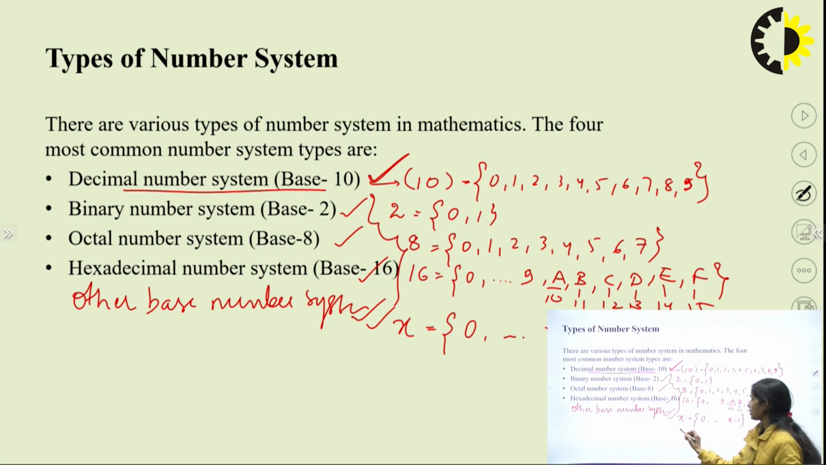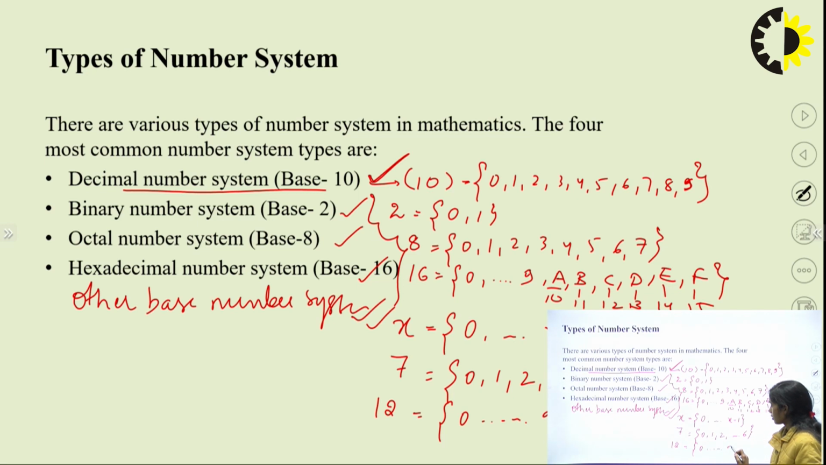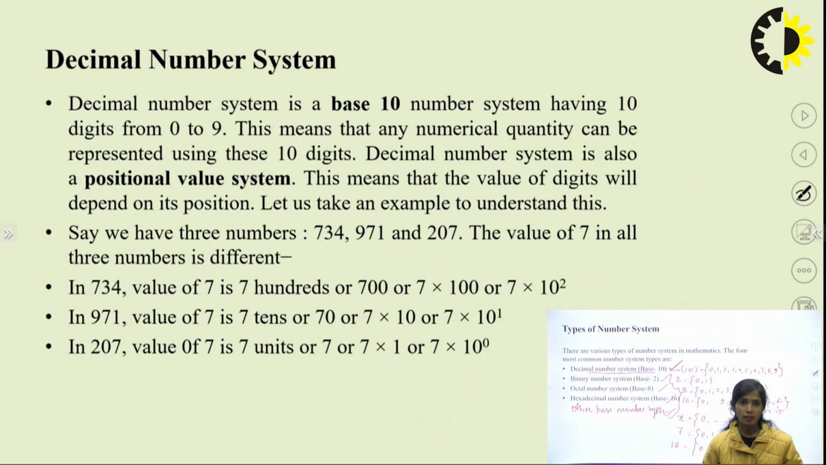Let's say if it is a 7 base system, the digits allowed will be from 0 to 6: 0, 1, 2, 3 up to 6. If let's say it is a 12 base system, the digits allowed will be from 0 to 9, which are numeric values, and after this 10, 11, 12 will be represented by alphabets A, B, C. So these are the number systems which we can refer to.